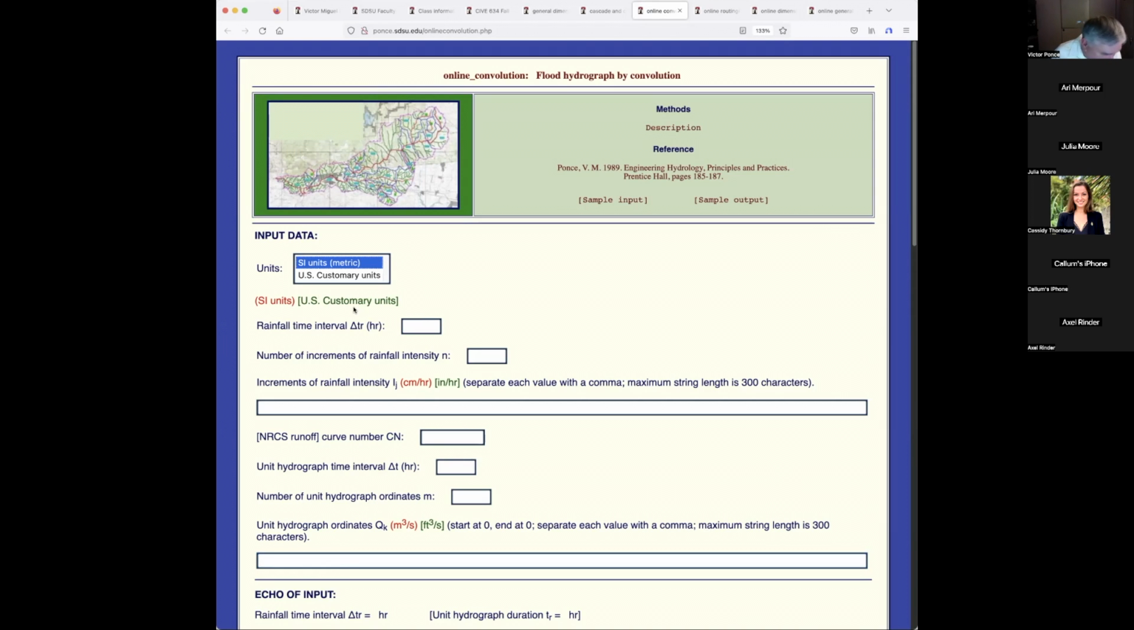So the unit is metric. The rainfall time interval, delta TR, is 1 hour. The number of rain increments of rainfall intensity is 6. And the rainfall intensities are 1, 2, 4, 3, 2, and 1. So those are the increments of effective rainfall intensity. Actually, there should be the word effective in here, because it's really effective rainfall, so as not to confuse people. I'll do that later. Then the NRCS.